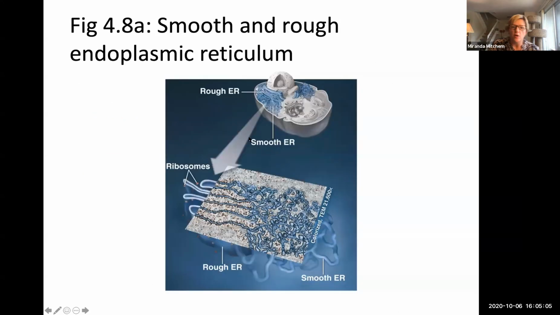So looking at our rough and our smooth ER, we've got our rough ER that is studded with ribosomes, but we've got smooth ER, shown out here, that does not have any ribosomes on it. And the rough ER and the smooth ER are directly connected, membrane to membrane.